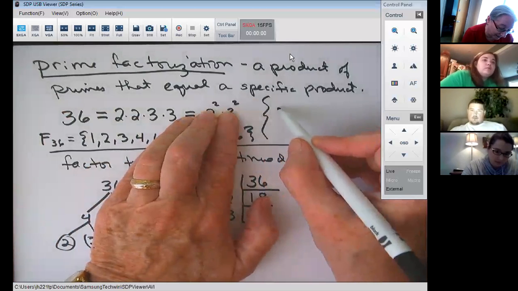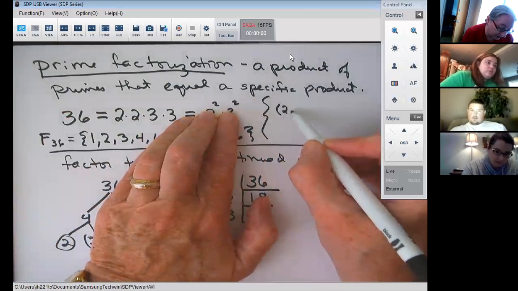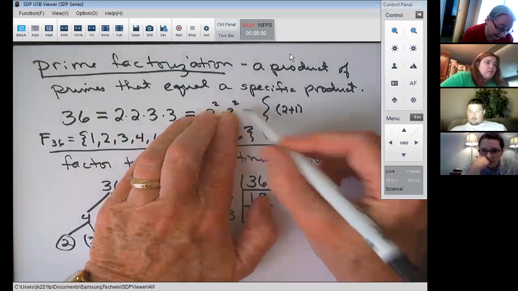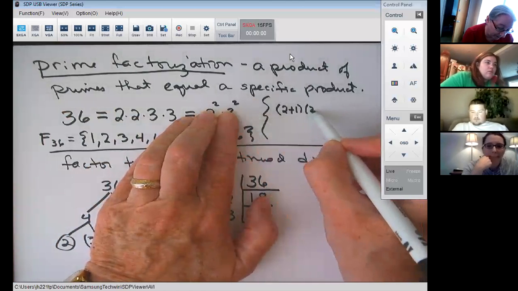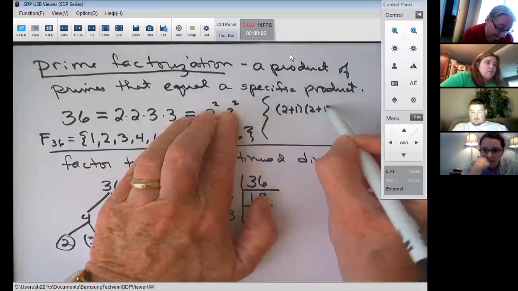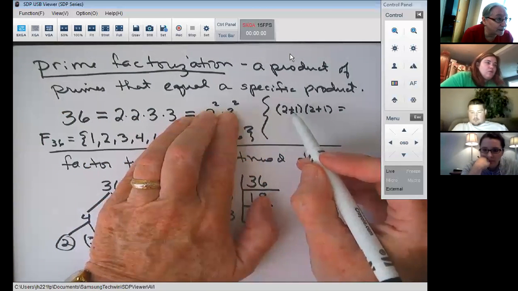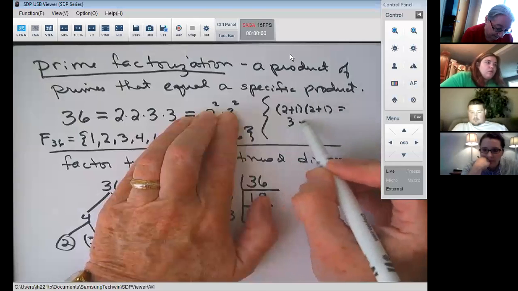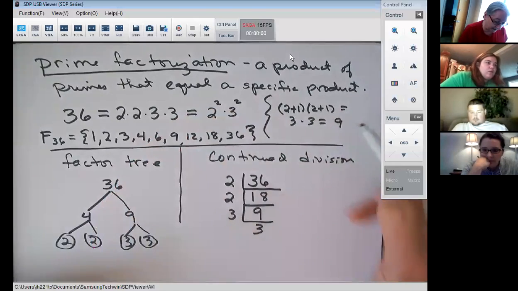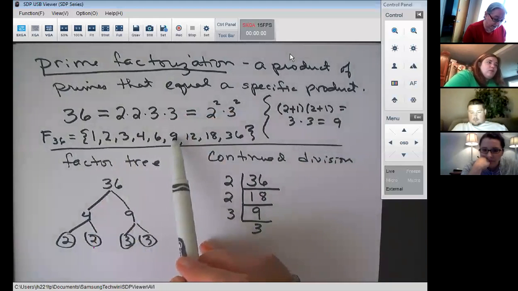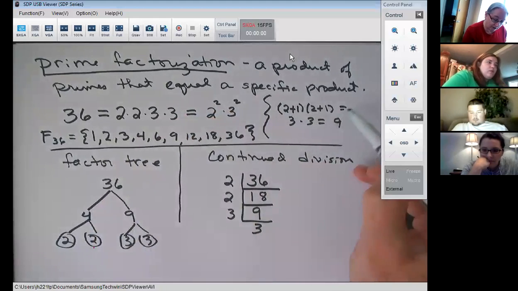So what that means is I take the first exponent, which is 2, and I add 1 to that. And then I take the second exponent, which is also 2, I add 1 to that. And then I multiply those 2 together. So here I've got 3, here I've got 3, and that equals 9. So there should be 9 things in my list. Let's see if I got 9 things. 1, 2, 3, 4, 5, 6, 7, 8, 9. So I've got all of them.